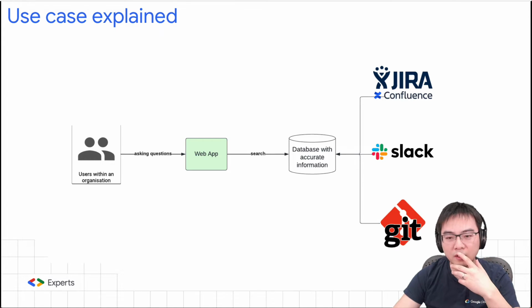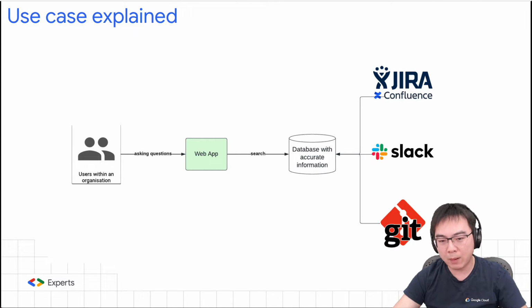This is where I've got this idea of, okay, you have a bunch of users within the organization. They want to ask some questions, right? And then you have a web app in some sort of form. Then you want to do some search based on this information you've collected. And it has to be accurate, right?